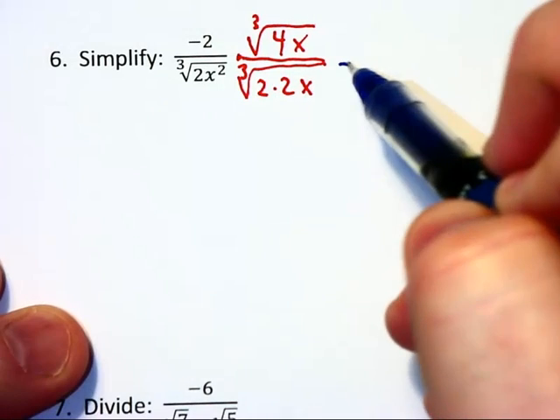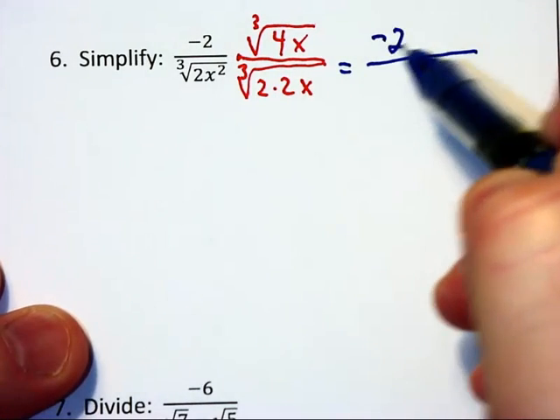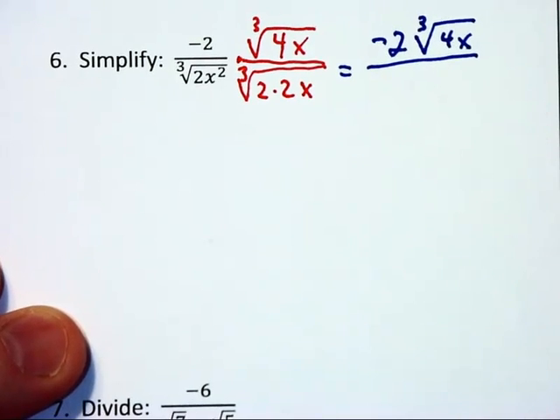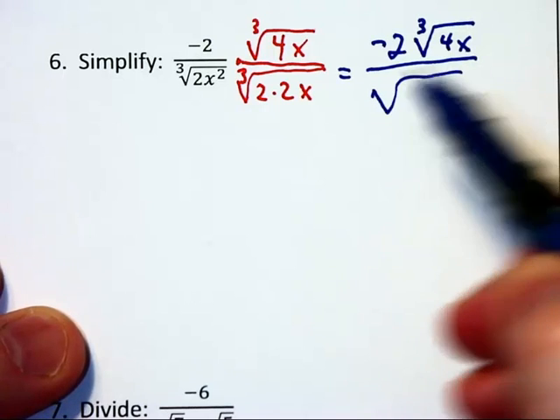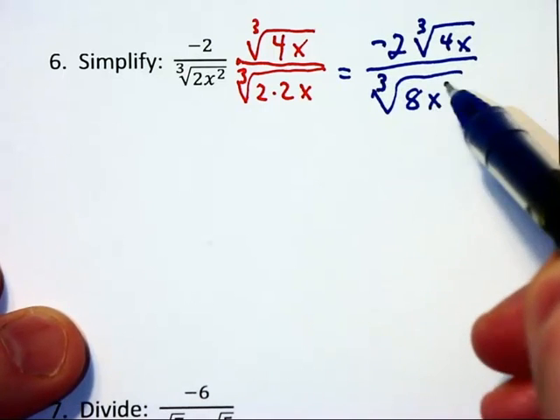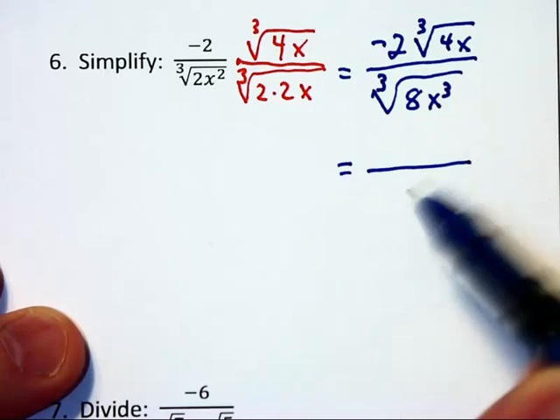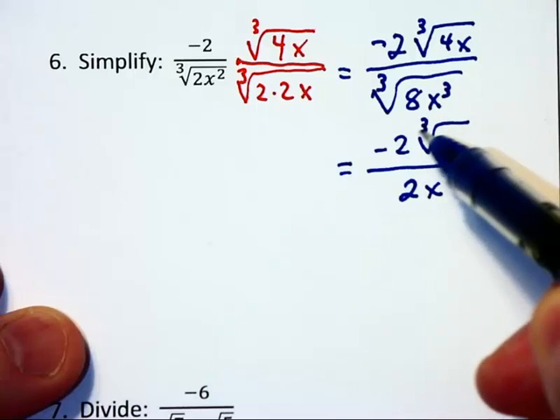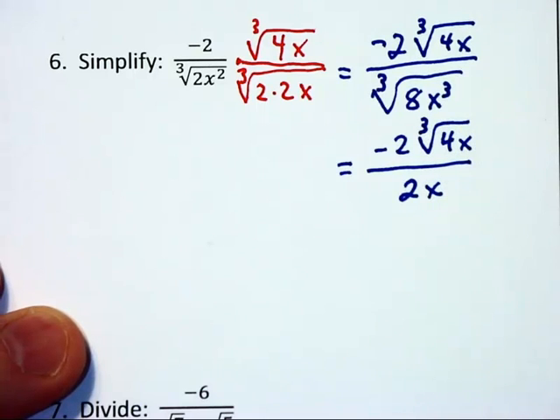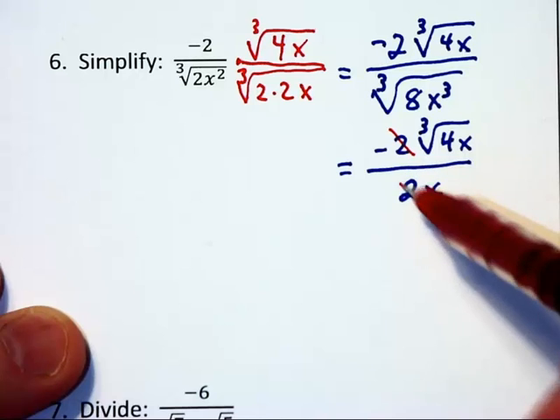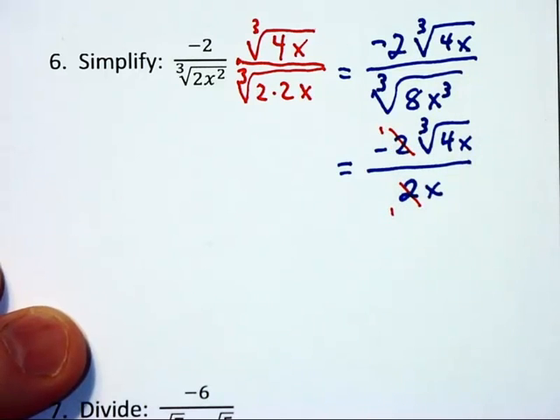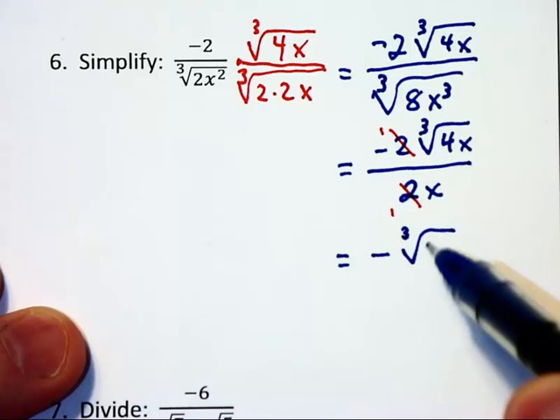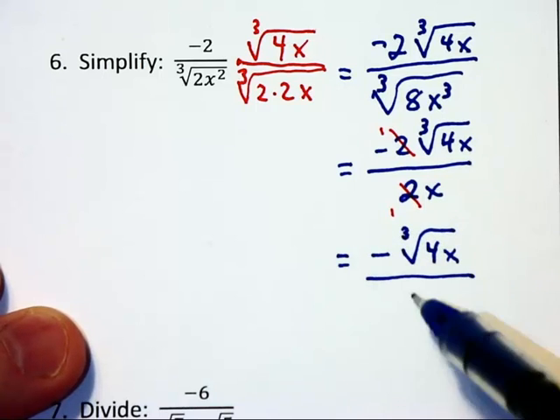My numerator now becomes negative 2 times the cube root of 4x divided by the cube root of 8x cubed. Now all of that is a perfect cube of 2x. So I've got negative 2 cube root of 4x over this 2x, and I can cancel those factors of 2 in the numerator and denominator and rewrite this as negative the cube root of 4x all over x.